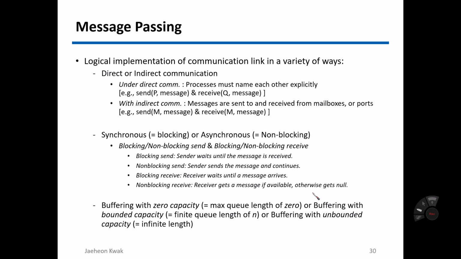And for message passing, we have to implement some logical implementation of the communication link in a variety of ways. So we can have direct or indirect communication. Under direct communication, processes must name each other explicitly. If you use indirect communication, messages are sent to or received from mailboxes or ports, so you don't have to explicitly specify the other processes like this.